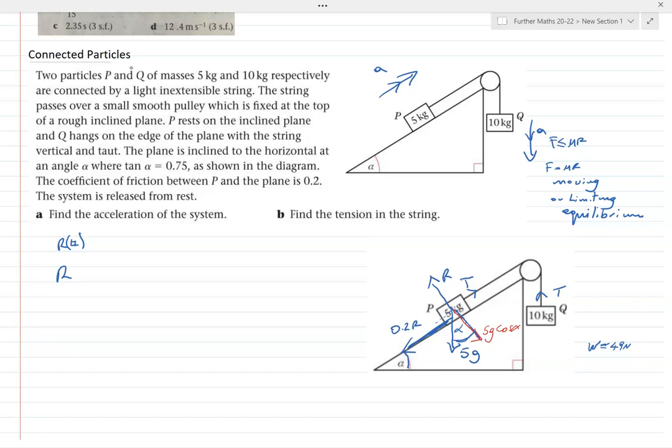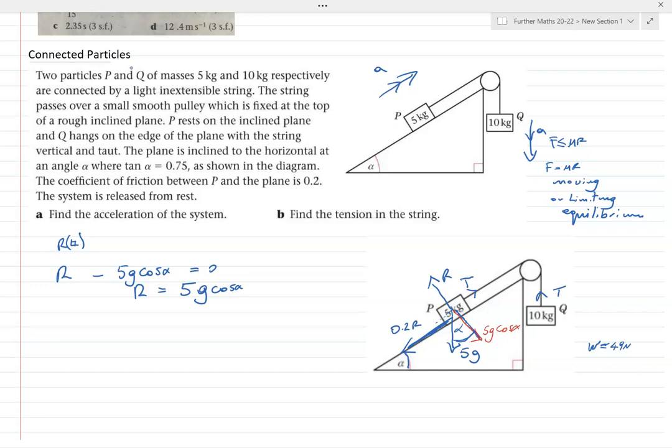So we've got R minus 5g cos alpha, which is going into the plane, equals 0. They're balanced out. Or if you prefer, you can just go to forces up equal forces down. You can go straight to that if you prefer. R equals 5g cos alpha.